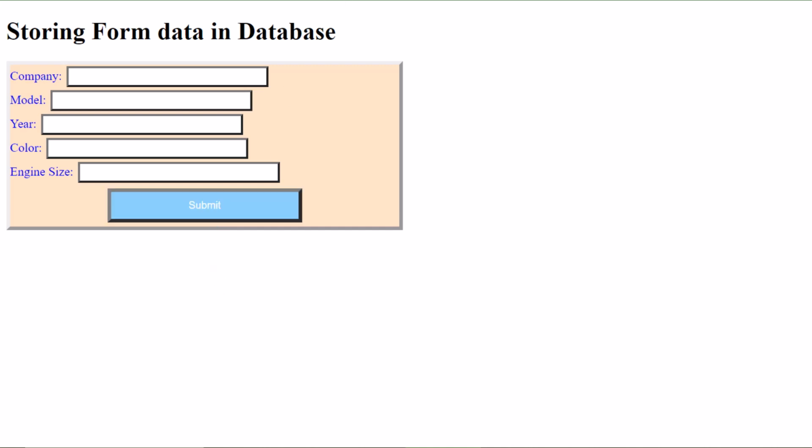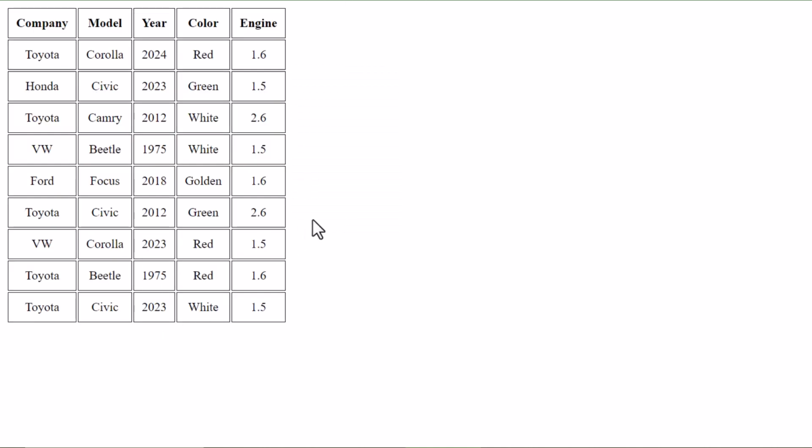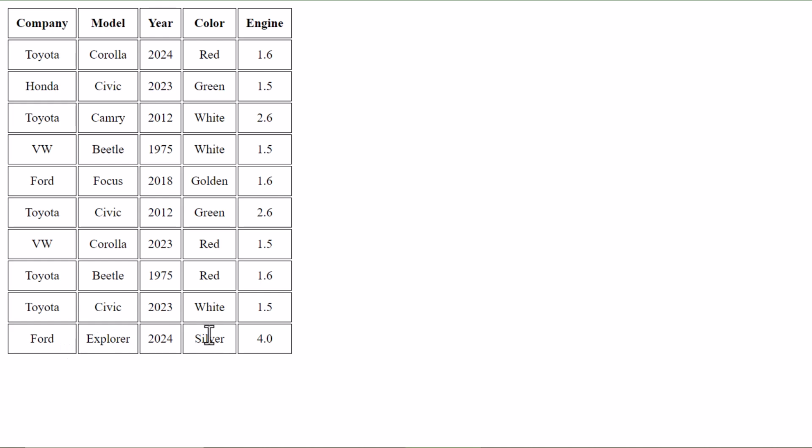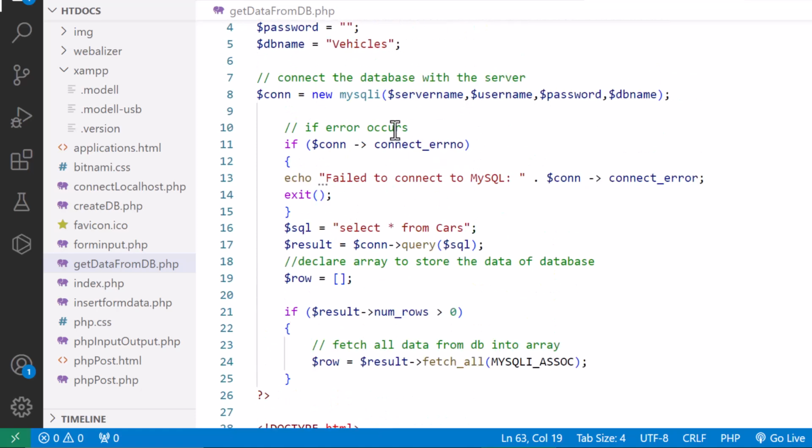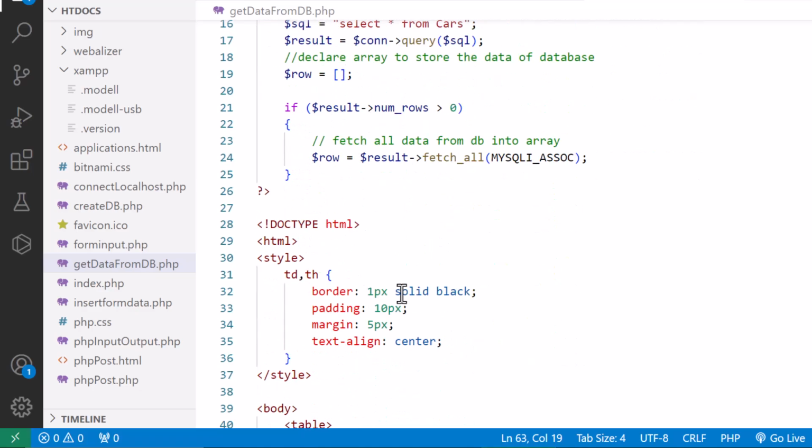Now we come back to our get data here, and now we are going to refresh this page to check if we have the last one. You can see here we have our last record here. So this is how you can insert data through an HTML form and retrieve the data from the table and display it.